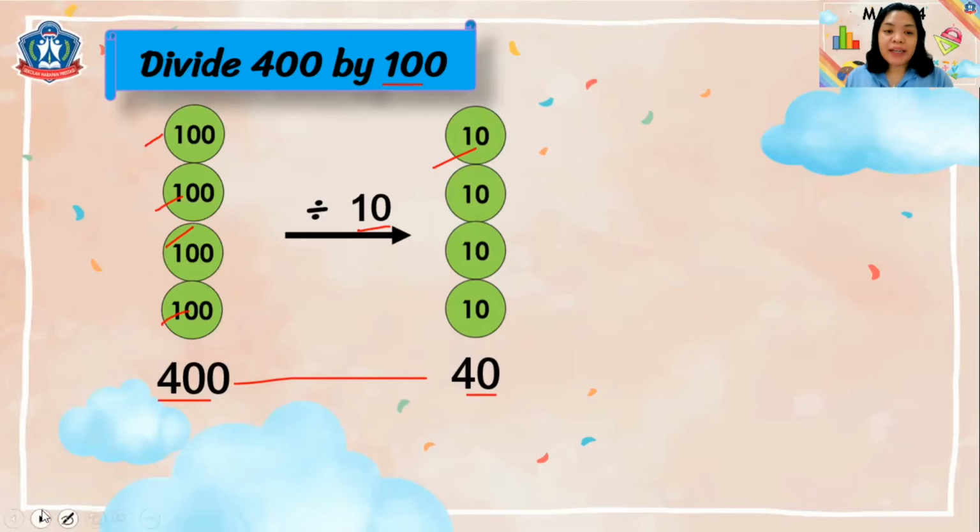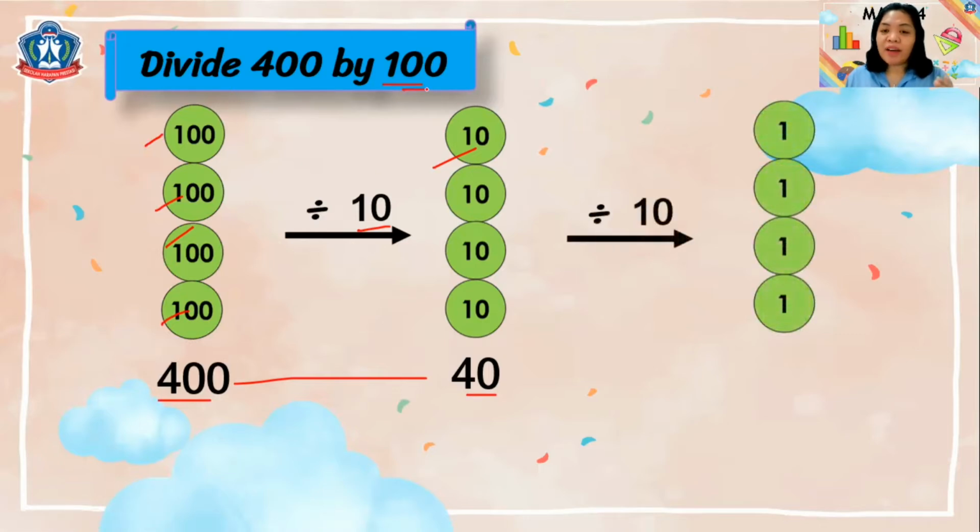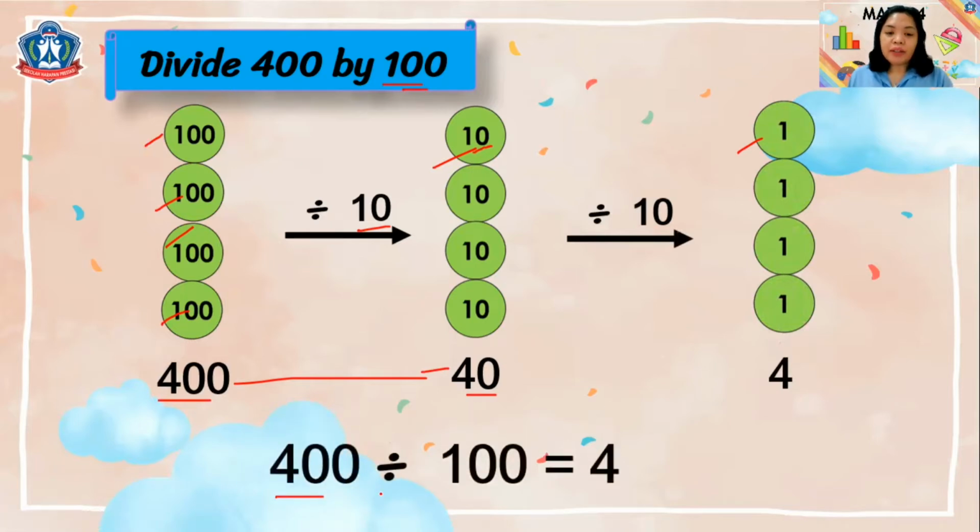Let's divide the 40 by 10 because we have 100. So we will divide it 2 times. 10 divided by 10 is 1. So if we have 40, we divide by 10, that is equal to 4. So as you observe, 400 divided by 100 is equal to 4. What happened to our answer? Yes, we remove 2 zeros. So from 400, it becomes 4. So that's how to divide a multiple of 100 by 100. We will remove the 2 zeros.